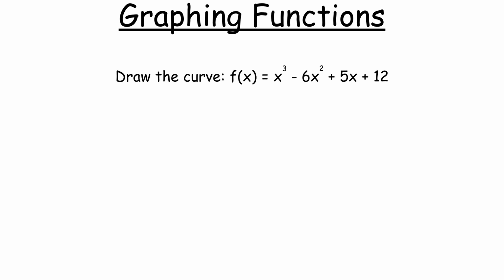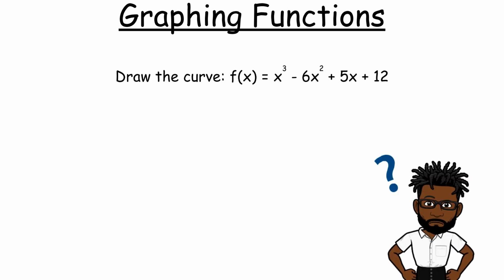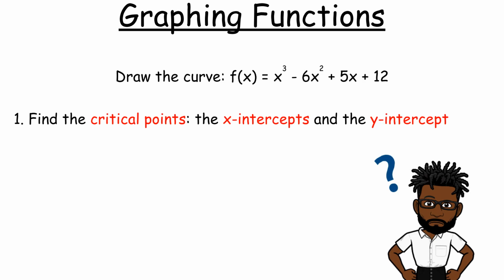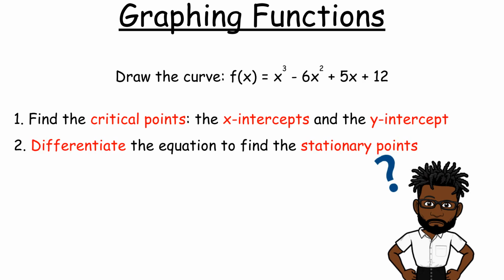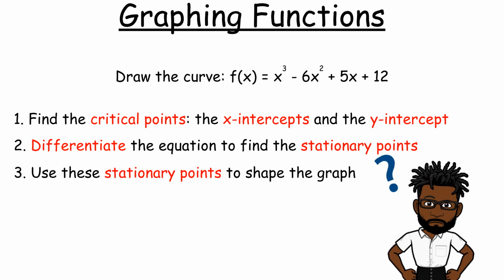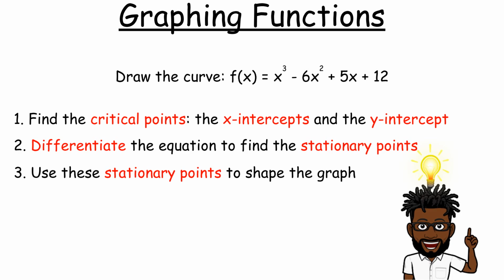So our first example would be to use differentiation to help us graph functions. So say we were tasked to draw this curve. How would we do it? Well, our mode of operation would be to first of all find the critical points, then differentiate the equation once to find the stationary points. This allows us to visualize where the graph turns and allows us to draw the graph accurately, basically by lining up, by connecting dots.